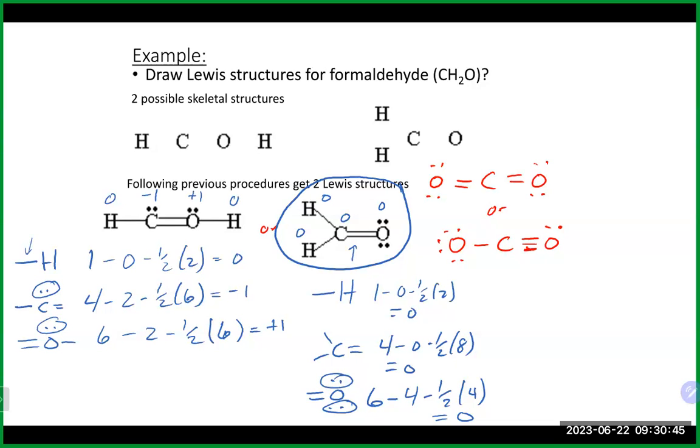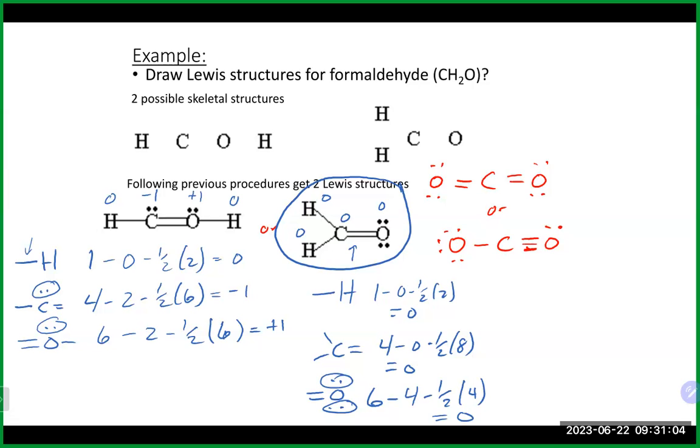In addition, for the structure on the left, the -1 and the +1, those formal charges, the plus formal charge is on the more electronegative atom, the oxygen rather than the carbon. So that also is not such a great situation. Any questions on that one there?